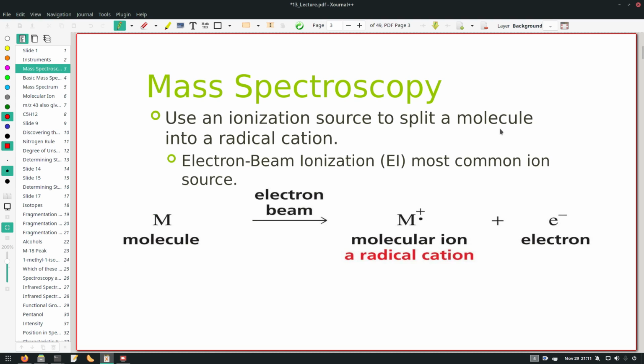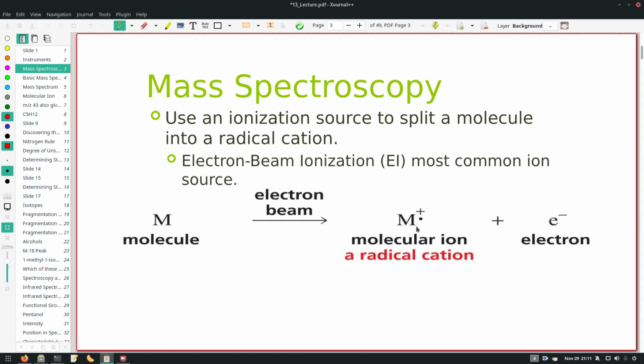Now, mass spectroscopy is the first one we're looking at, and how that works is we're going to use an electron beam to bombard our sample. We'll be injecting our sample into a vacuum chamber, and as it's being injected, you bombard it with an electron beam. The electrons are powerful enough; they'll just knock a single electron off the molecule, creating the molecular ion, which is this M+.